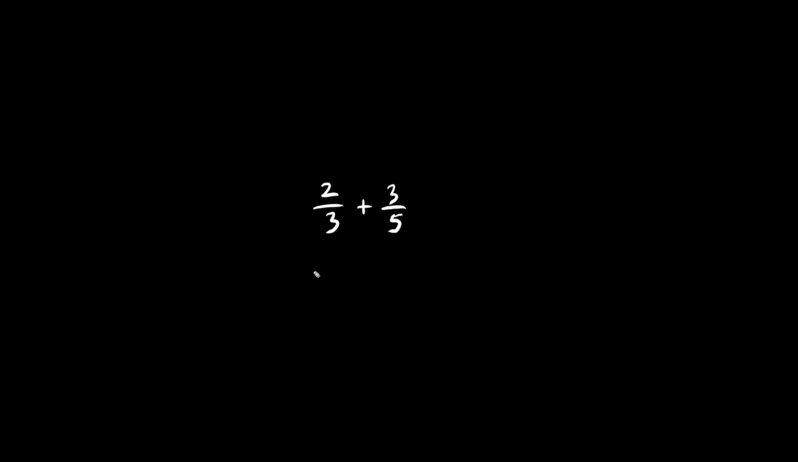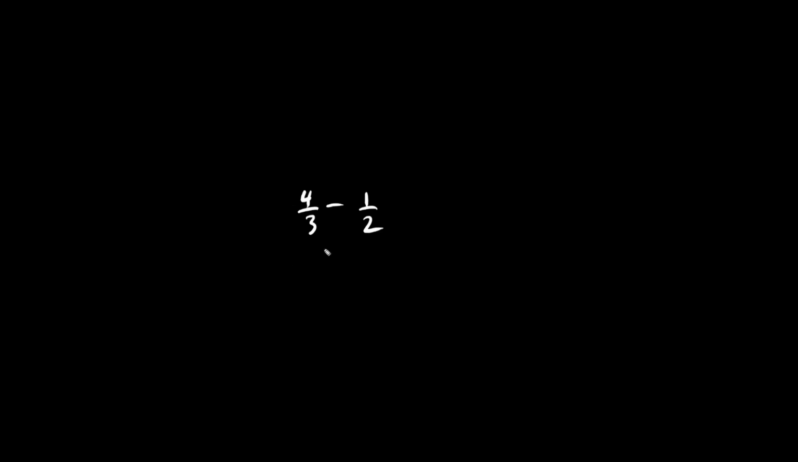To add fractions, we need to find a common denominator. The common denominator is 15. 3 times 5 is 15, so we multiply the numerator by 5. 2 times 5 is 10. 5 times 3 is 15, so we multiply the numerator by 3. 3 times 3 is 9. 10 plus 9 is 19, and the common denominator is 15. Here's our answer.